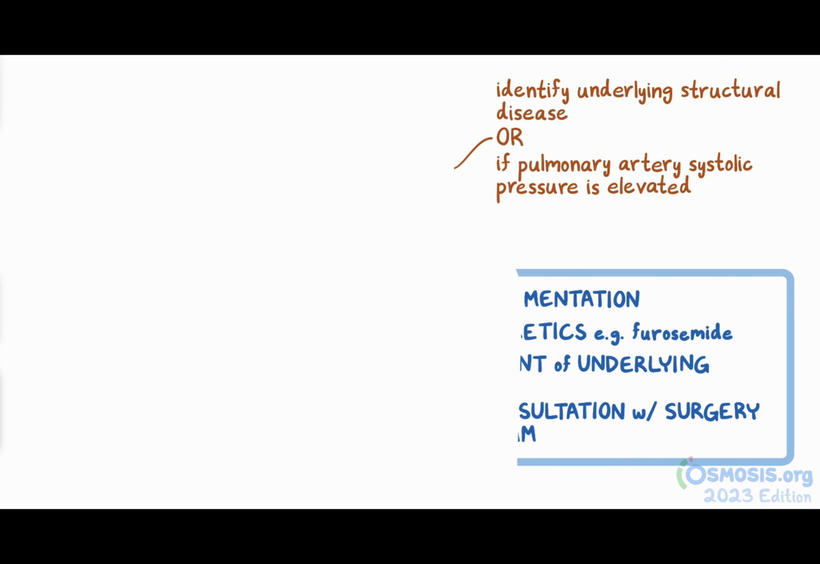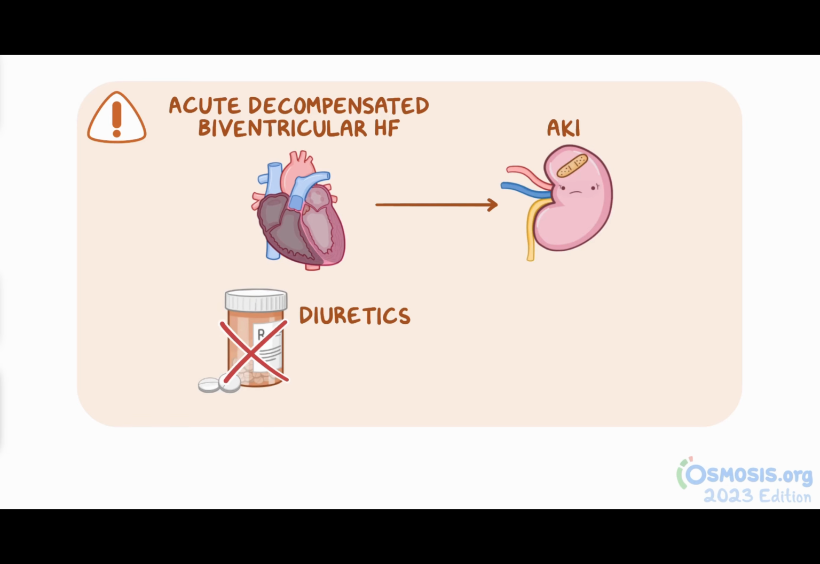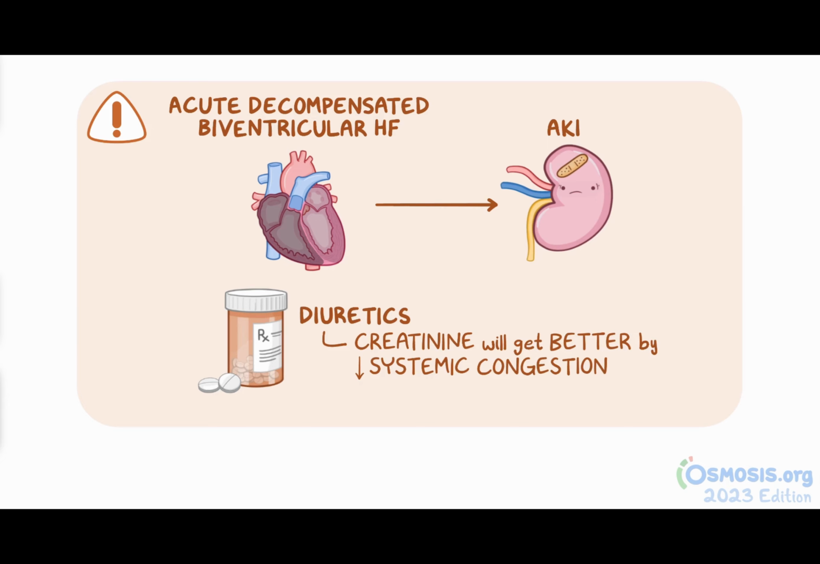Here's a high-yield fact. Occasionally, a patient with acute decompensated biventricular heart failure may develop acute kidney injury, or AKI, which might lead you to think that you can't give them diuretics. However, in this case, their creatinine will actually get better by decreasing the systemic congestion with diuretics, so go ahead and diurese them anyway.